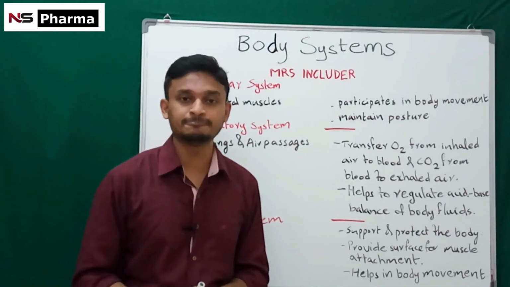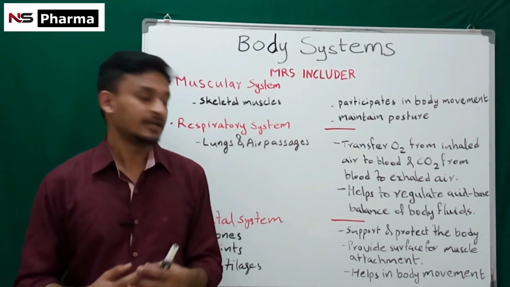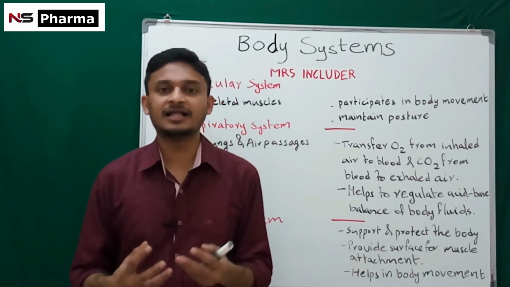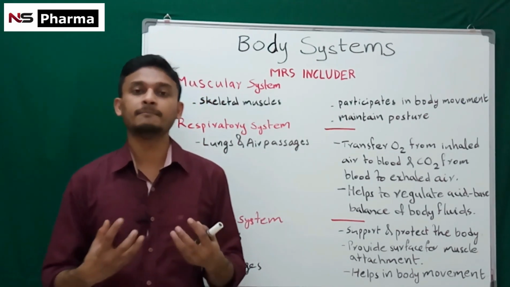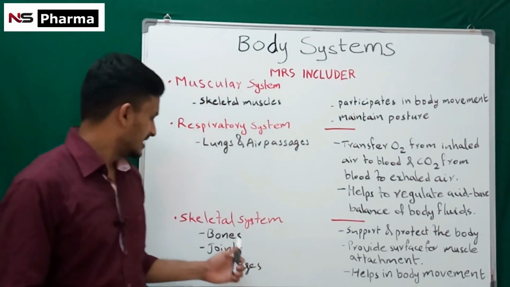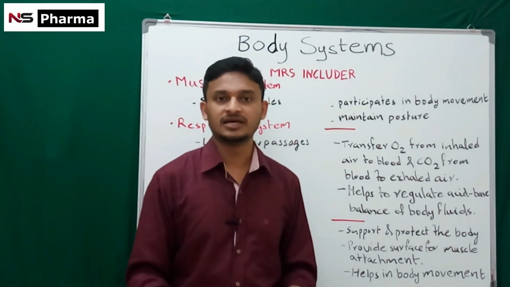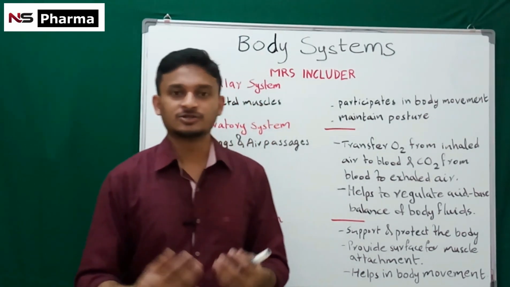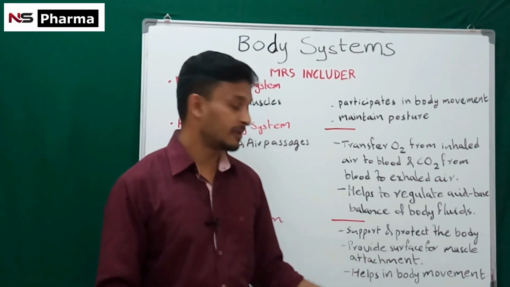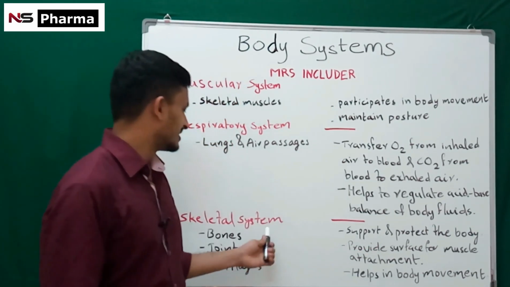What are the functions of the skeletal system? It will support and protect the body. Next, it will provide a surface for muscle attachment. Here we studied that skeletal muscles are the muscles attached to the skeleton, so the skeletal system provides a surface for muscle attachment. Next, it helps in body movement, as the muscular system does. So the functions of the skeletal system are helping in body movement, supporting and protecting the body, and providing a surface for muscle attachment.